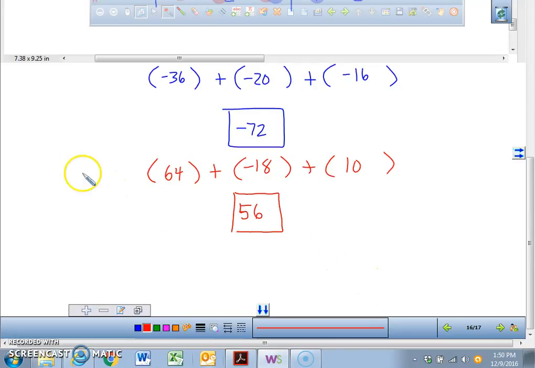Positive 56, all right? So basically, by hand, you can take the 64 and the 10, add them together, you get 74, and just take away an 18. Remember the old farm method? 14 minus 8 is 6. 6 minus 1 is 5.